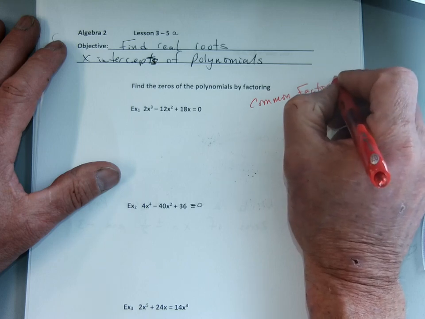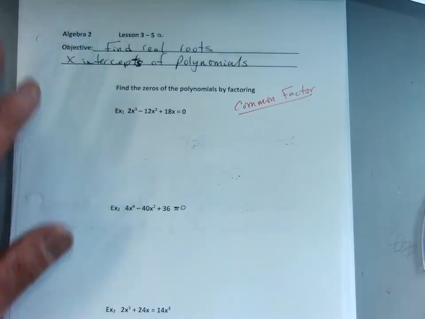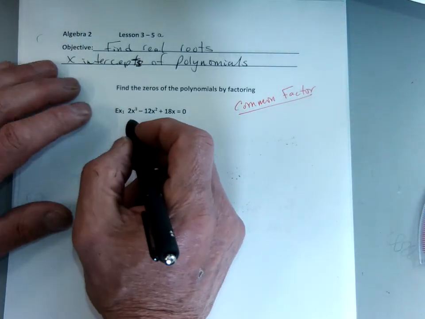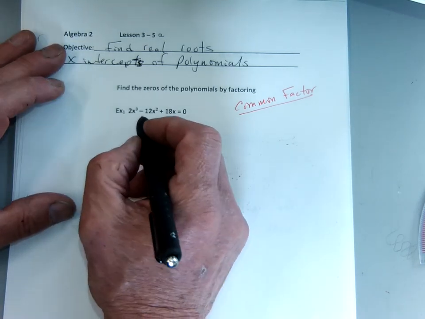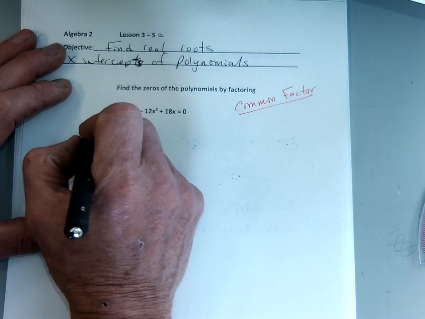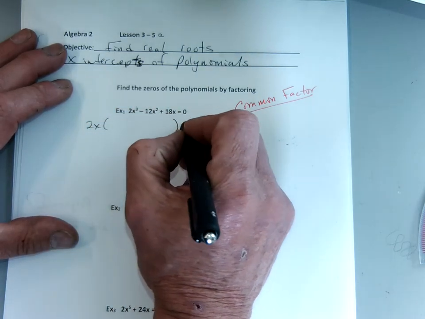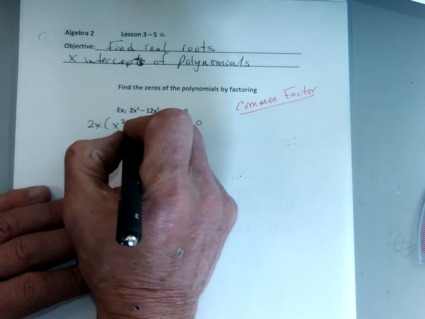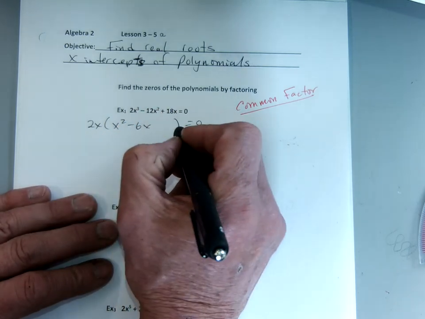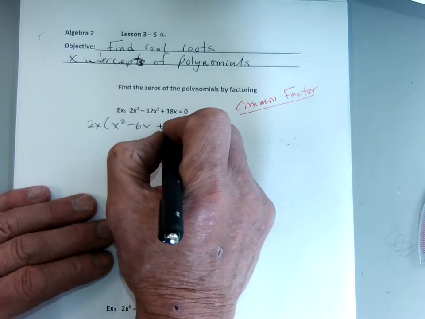You're totally right. If you can take out a 2x, which is what Retta said, it makes the problem smaller, right? So if you can common factor, do so. Retta says 2x, I totally agree. And when I take out a 2x, we get x squared minus 6x plus 9.